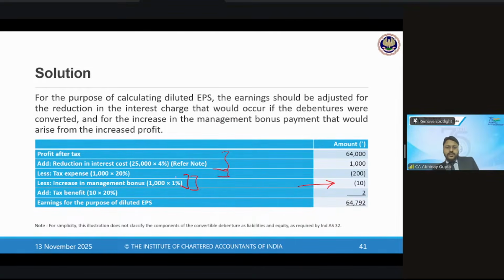I will be paying a reduced management bonus, so I will make an adjustment for that. And since the tax expense is also getting increased because of this, I will make a tax adjustment as well. So always remember not to forget to adjust any other items of income or expense whenever you are adjusting earnings attributable to equity shareholders for the purpose of calculating diluted earnings per share.